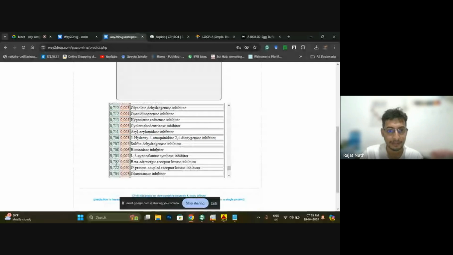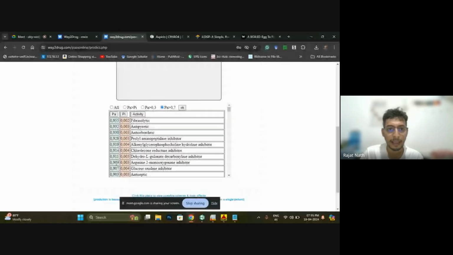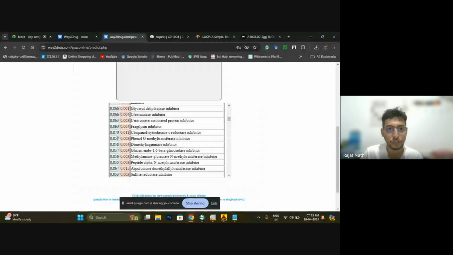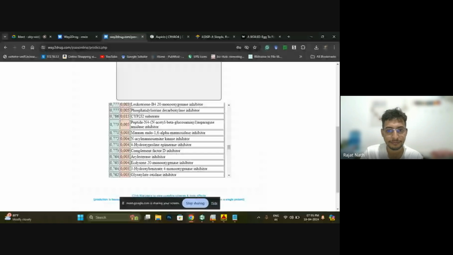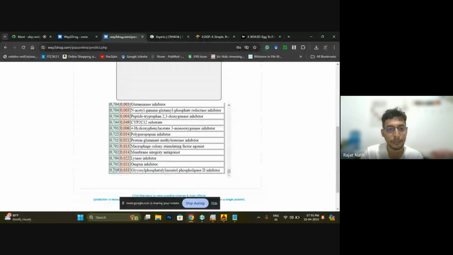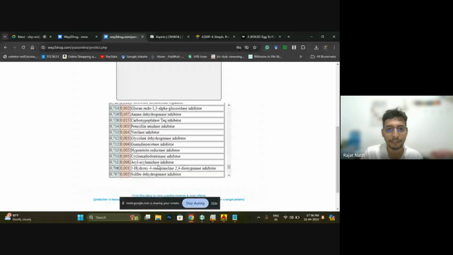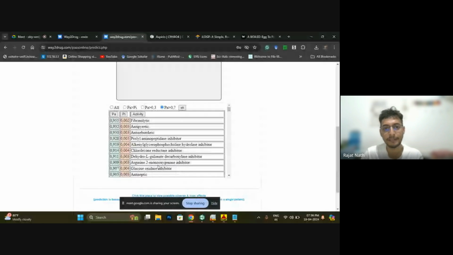Now see, it is sorted from higher to lower. The highest value is 0.955 and the lowest value is 0.709. Here the comma is considered as a point. Okay, so this is 0.709. If you multiply it by 100, you will get the percentage. That means there is a 70.9% probability of showing the activity, and 0.303 means there is about a 3% probability of not showing the activity. So you can scroll down and find the activities shown by this compound.